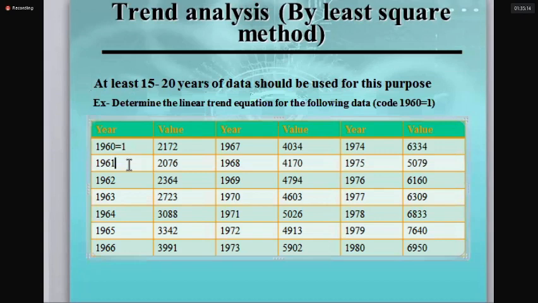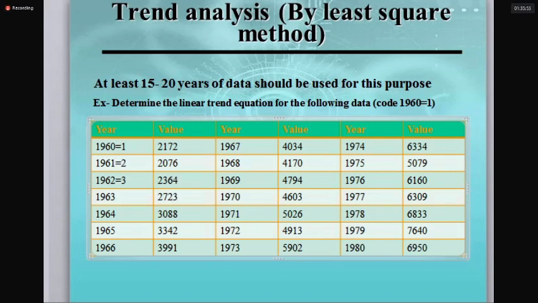So this value is equal to 2. This value is equal to 3. Like that, we can use some coding. So x values are then 1, 2, 3, 4, 5, 6. The y values, we have to use the actual values. Okay. Now, if we use this coding system, say for example we want to find the y value for 1991. Okay, then for 1991, what is the x value?